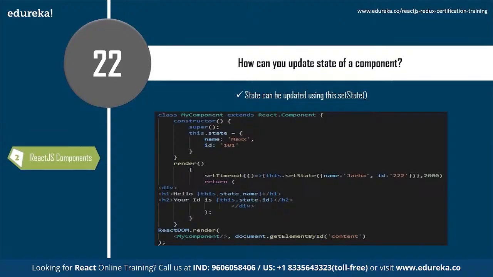Now here you can see a code snippet. Basically, the answer for this question is, we can update the state of a component by making use of this.setState function. As you can see in the code snippet, earlier the name was Max and ID was 101. Then again in the render function, we make use of this.setState, and inside that we can change the value or update the state of the component. So here we are making the change in the value. As you can see over here, we are updating it to LA and ID to 222.